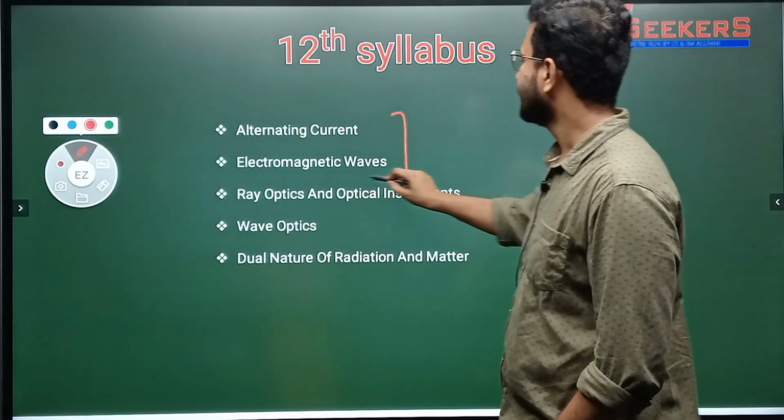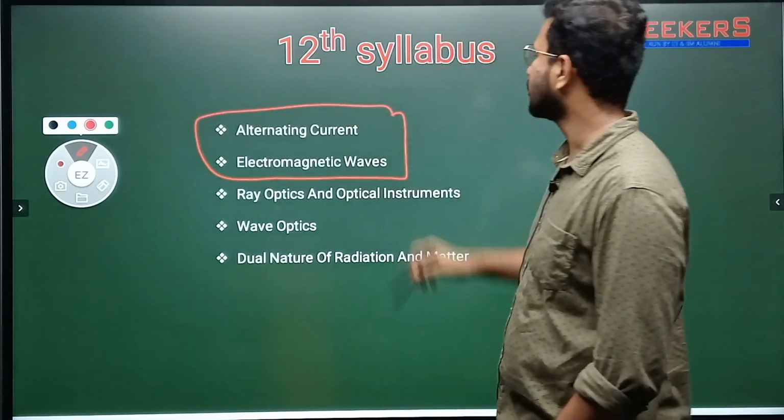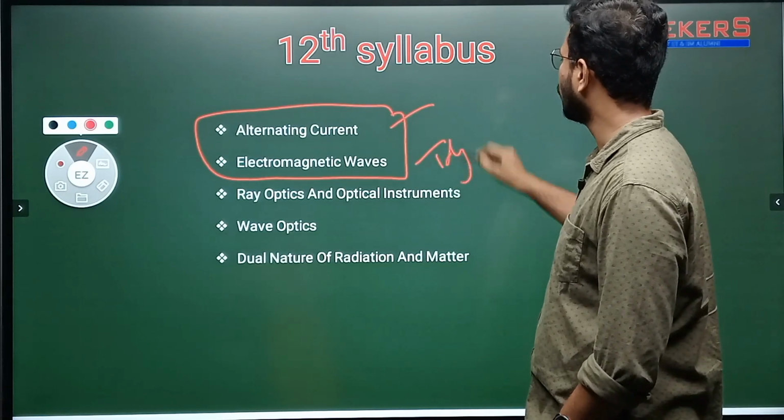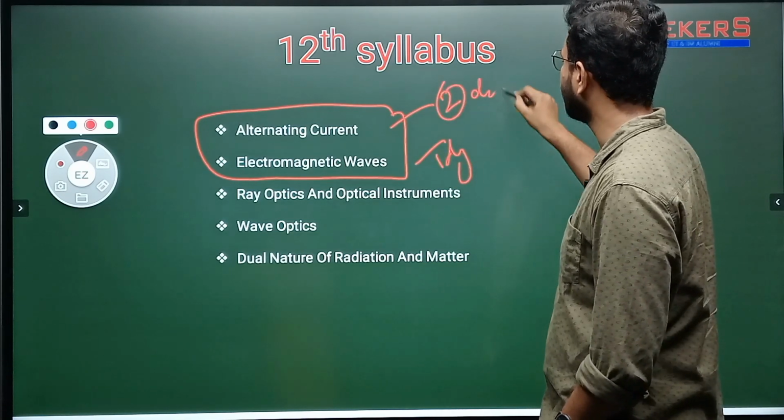Alternating current and EM waves. Again, in alternating currents, you will get a lot of formulas. EM waves is a very easy chapter. One day it will take. For alternating current, you can give 2 days for the preparation.